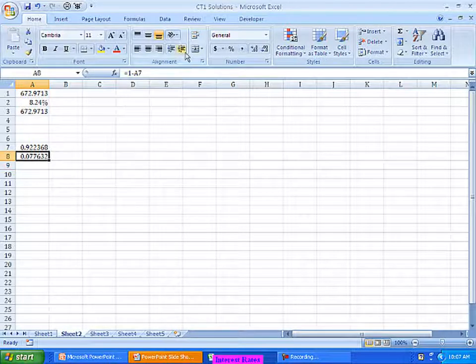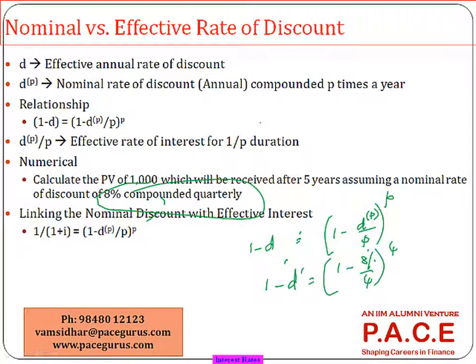The actual effective rate of discount corresponding to 8% annual discount, 8% nominal rate of discount compounded quarterly, is nothing but equivalent to 7.76% effective rate of discount. So we have to be careful building out the relationships here, because in any kind of numerical that we come across, with different financial products being priced at different rates, we should be comfortable in finding out what is the effective discount rate, what is the effective interest rate.